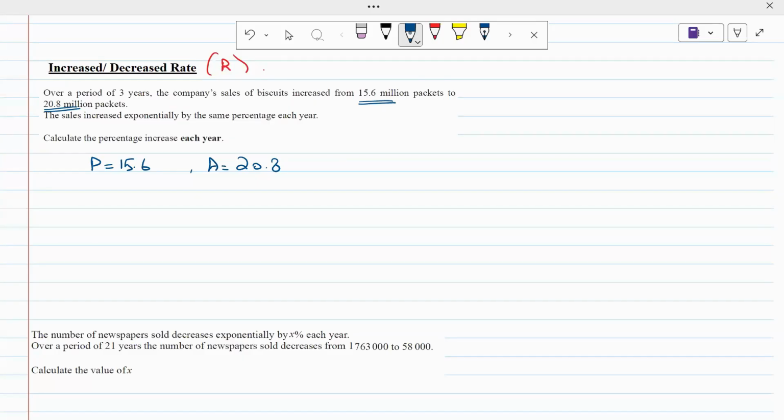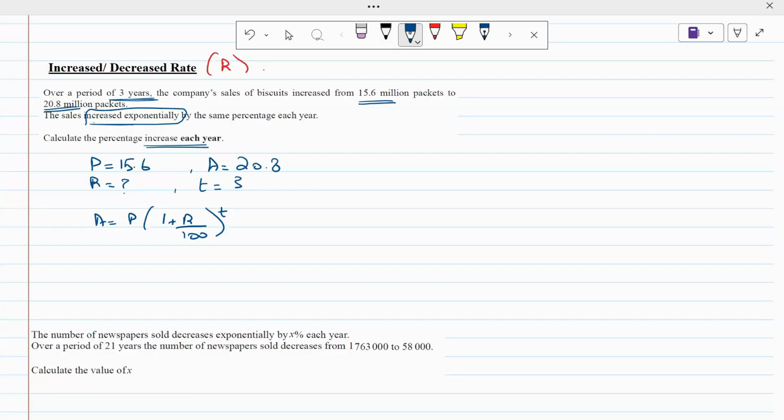The sales increased exponentially. They are using the word increased. Increase means R will go with a positive sign. By the same percentage each year, calculate the percentage increase each year. We have to find the rate here, R. Time is given that it happened over a period of 3 years. So time is 3. So we start with the same formula because it says exponentially. So exponentially means we will start with the same formula, and that is A is equal to P into 1 plus R upon 100 whole power T.